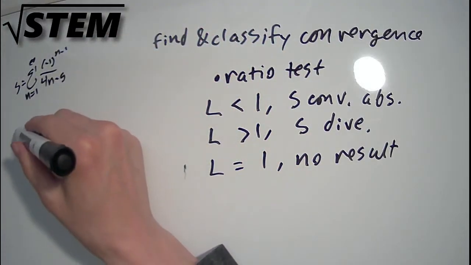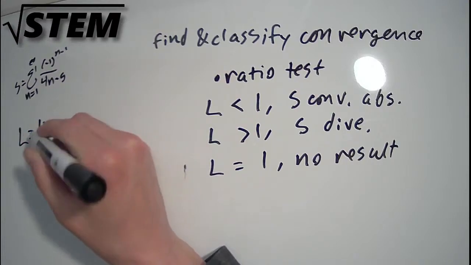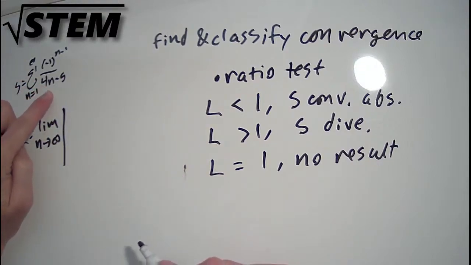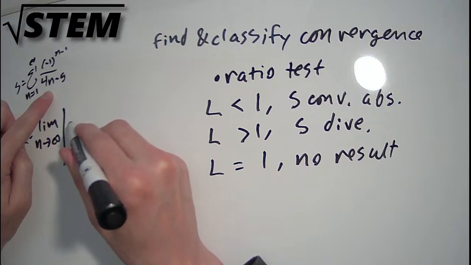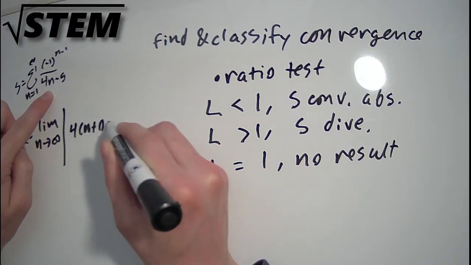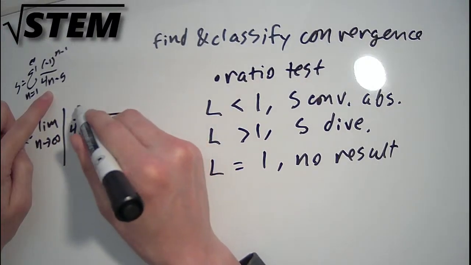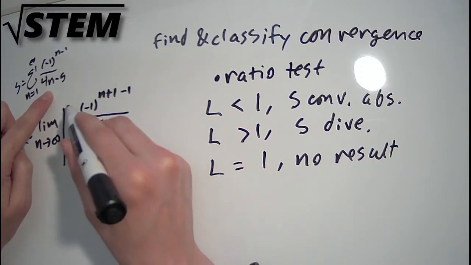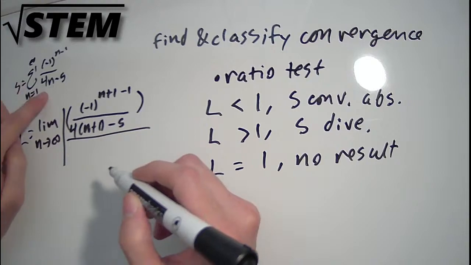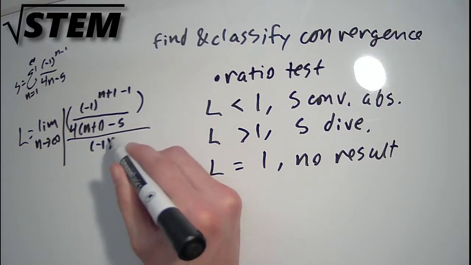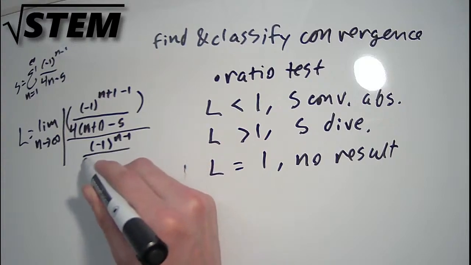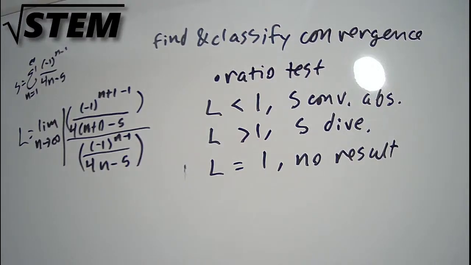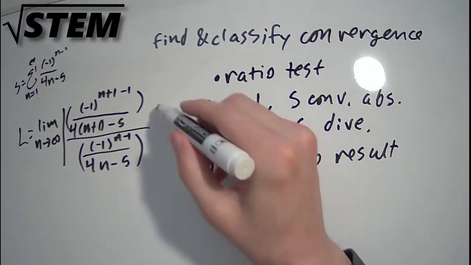So we're going to take the limit as n goes to infinity of, so first we'll plug in n plus 1 on the top, so that's 4 times n plus 1 minus 5 with negative 1 to the n plus 1 minus 1. That's all on top, and then we'll just copy that exactly for the bottom. Negative 1 to the n minus 1 over 4n minus 5. Close that absolute value.